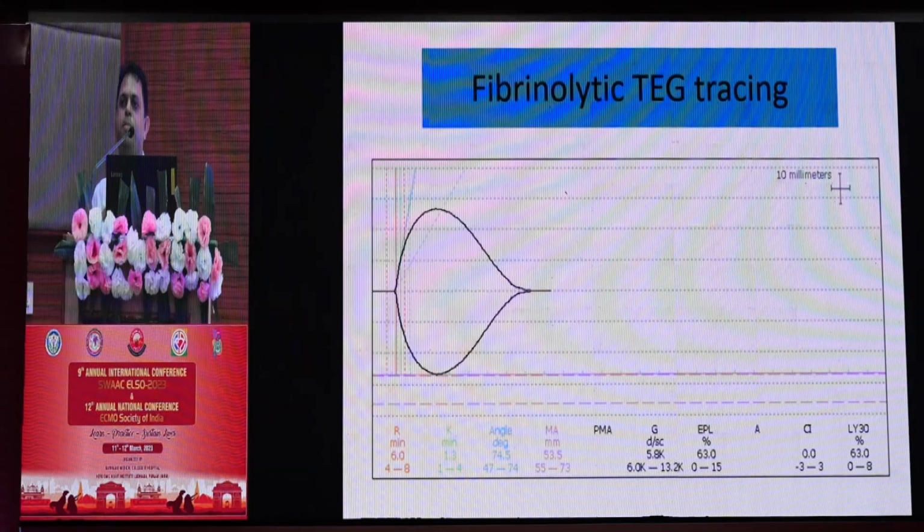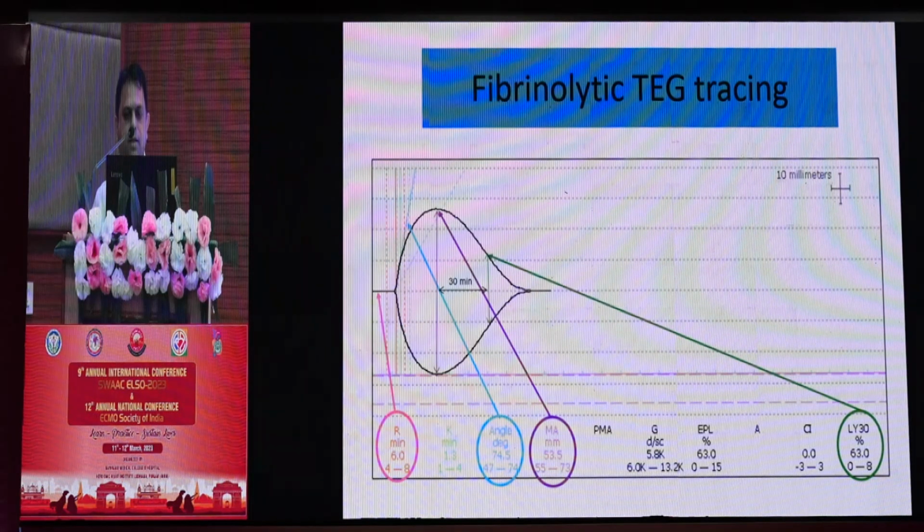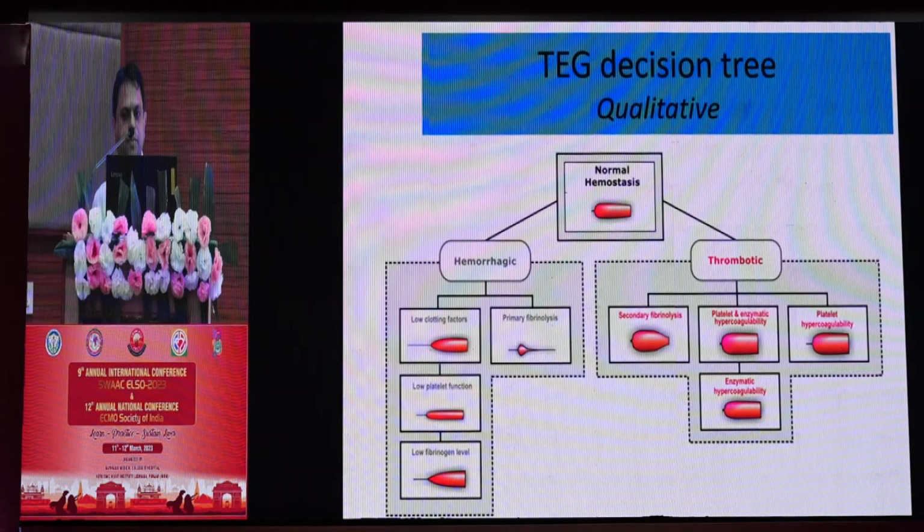This is how a fibrinolytic TEG would look. You have the R time, the angle, and an MA, but what is important here is your lysis time and the coagulation index. And this is the decision tree that you follow for what to give, how much to give, and when to give.